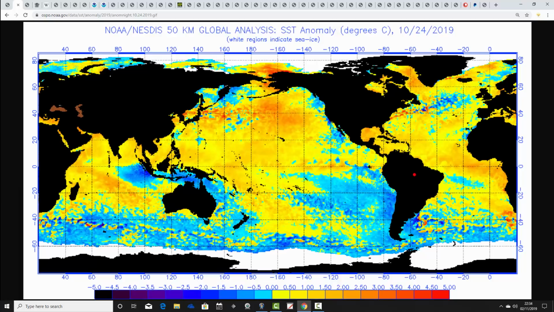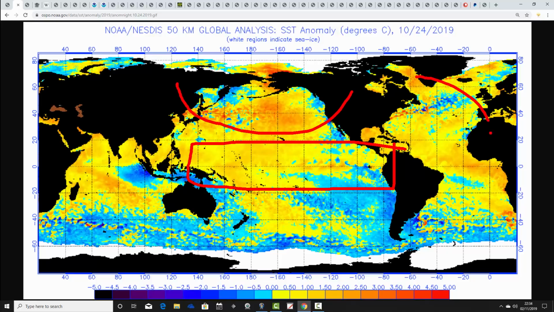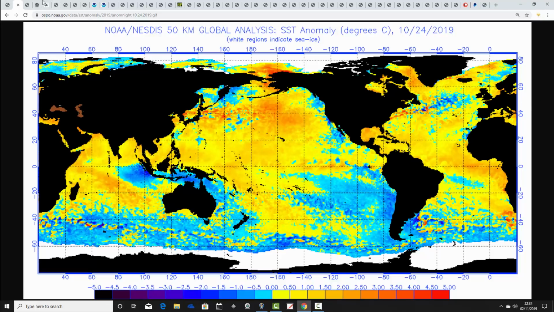We've got our three areas of interest. We've got the ENSO region just here. That's the equatorial Pacific Ocean, of course. We've got the Northern Pacific over there. And then we've got the North Atlantic over here. So that's how things looked last week. Let's have a look at the very latest.